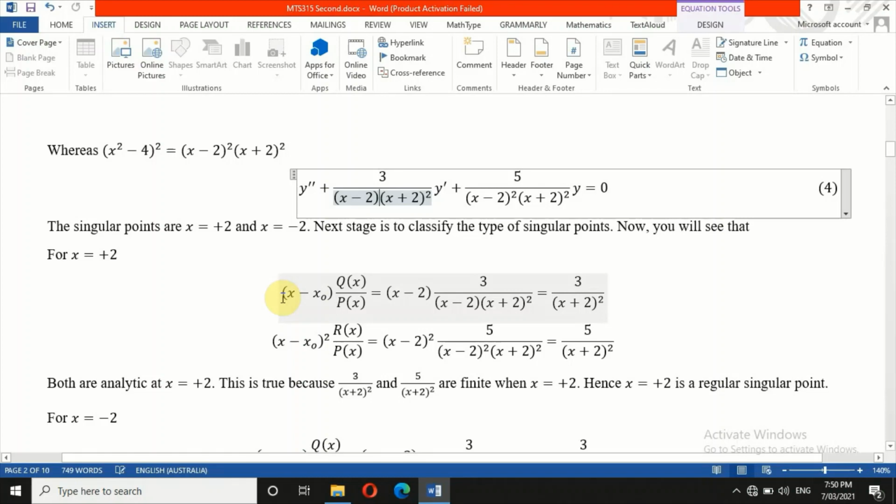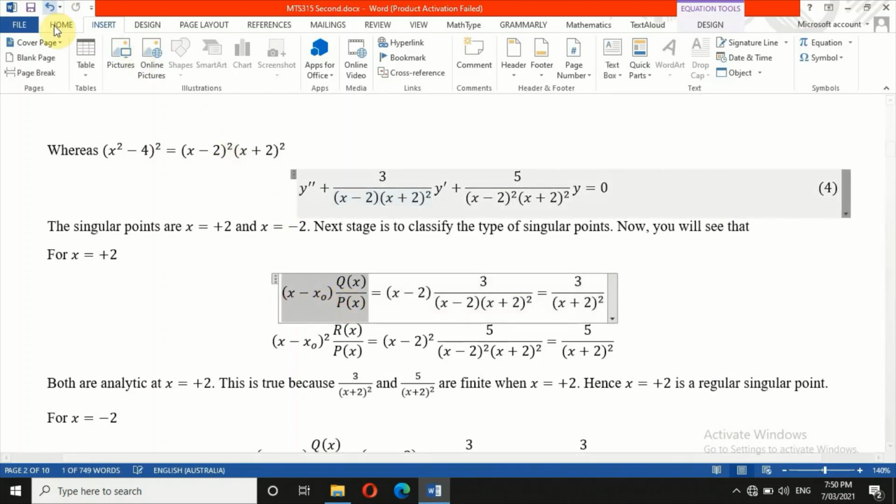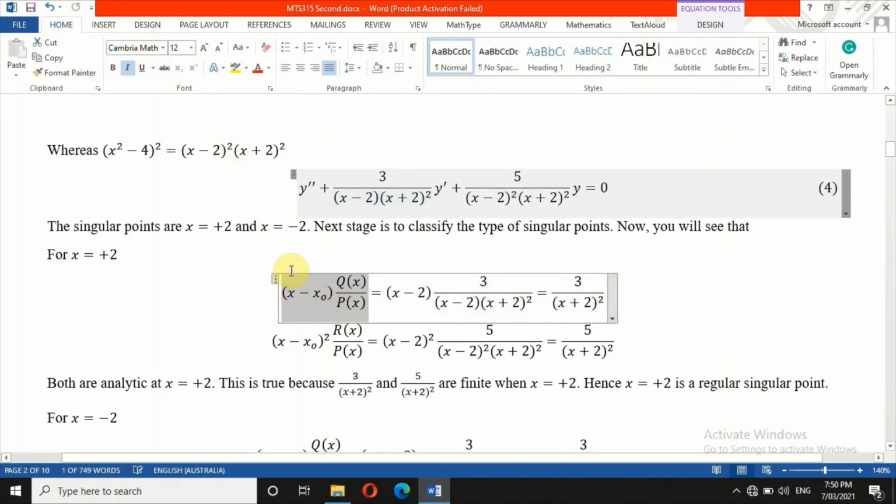Now, let's take a look at that expression. Okay. And we said that if this and this one, if they're analytic at x equals x0, then it means that the singular point is regular. So look at this now. This is for the case of plus 2. So x minus x naught. Then this is my q of x. This is my p of x. P of x is the denominator.